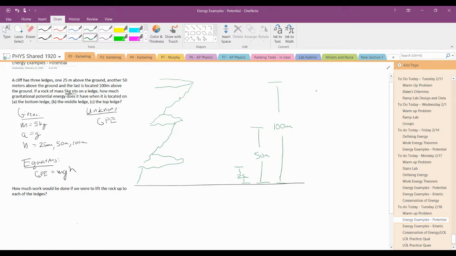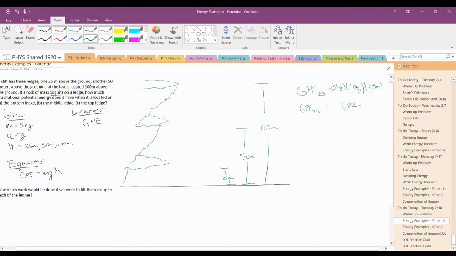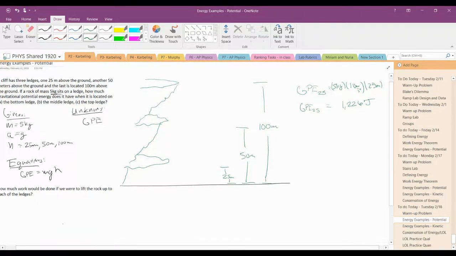So let's solve this. So our gravitational potential energy for 25 meters is the m, which is 5 kilograms, times the g, which is, we'll just say about 10. It is 9.81, but we'll just say about 10 for now. And then our height is 25 meters. So then our gravitational potential energy at the 25 meter ledge is equal to 1,226, and that should be joules.